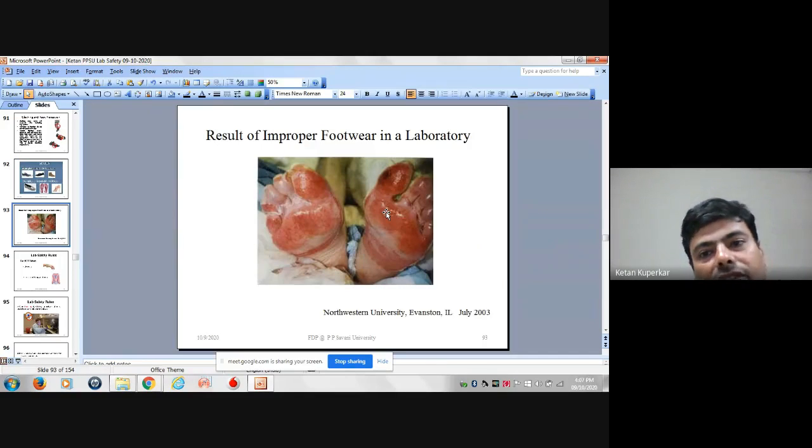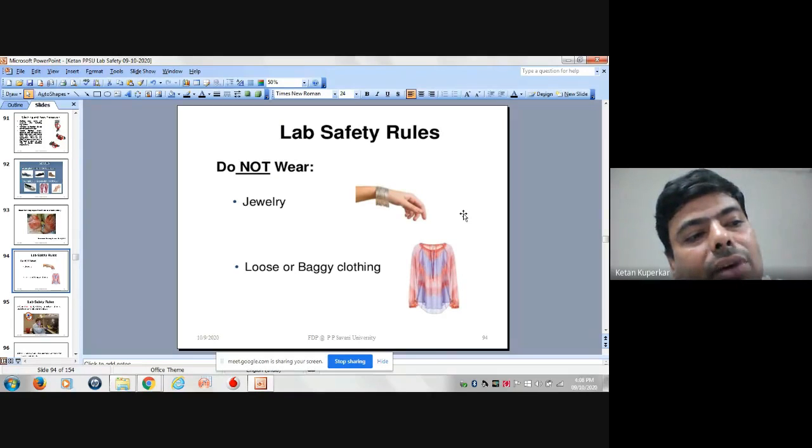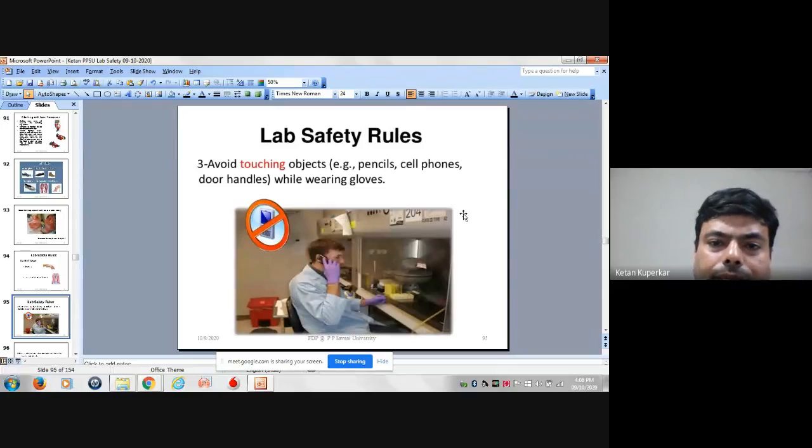This is one of the pictures put forth by Northwestern University, Evanston, Illinois. The result of improper footwear in a laboratory caused this kind of severe skin disease, which was very painful. In addition to this, laboratory safety rules also tell about the jewelry and the kind of loose clothing you should not wear.